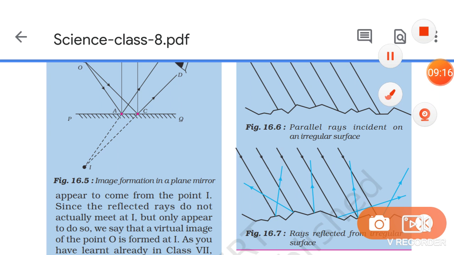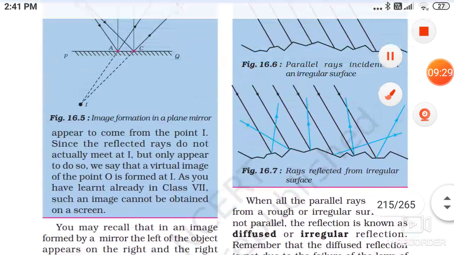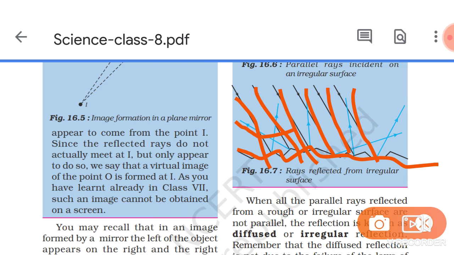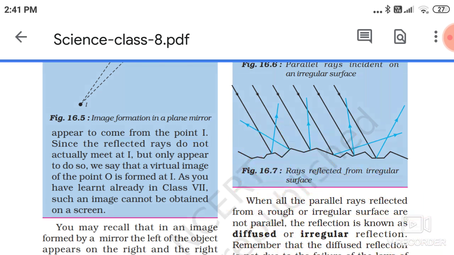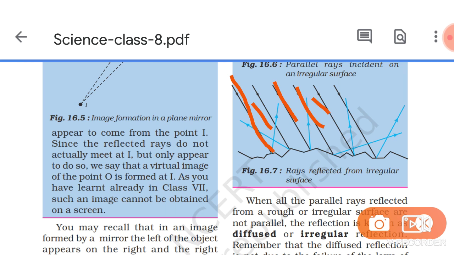Okay, now let's discuss the topic irregular reflection. Here the surface is irregular, and when parallel rays fall on it, the reflected rays are not parallel. As here the black lines which represent the incident rays are parallel, as shown, but the reflected rays are not parallel.